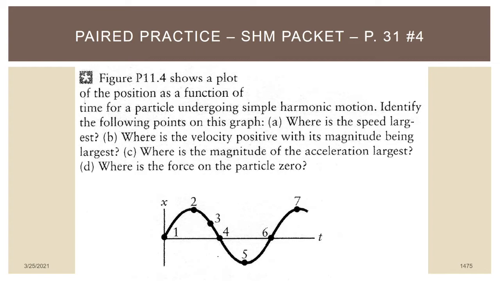So A is asking where is the speed the largest, and B is asking where is the velocity positive with its magnitude being the largest. As we mentioned yesterday, hopefully you've realized that a lot of old concepts apply to the way we analyze the motion for these objects that are oscillating. They're telling you here that this figure is showing you a plot of the position versus time. This is a position versus time graph.